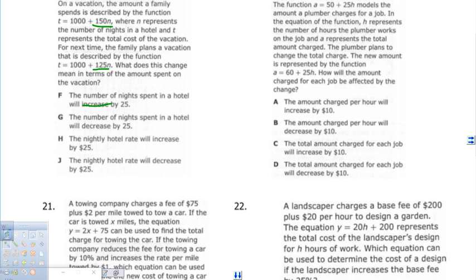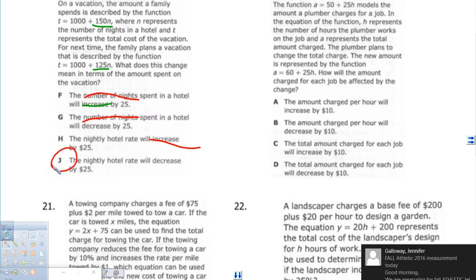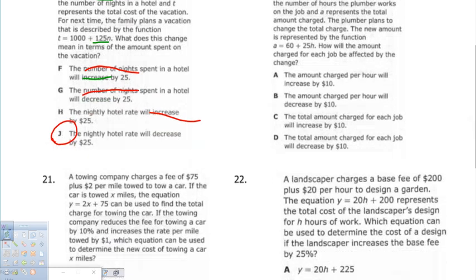Not the number of nights spent. We're not worried about the number of nights. The nightly rate at the hotel will increase? Nope. The nightly rate will decrease by 25 would have to be the correct answer there.